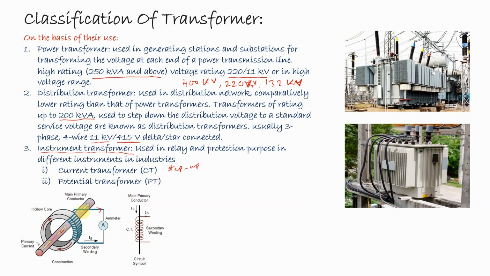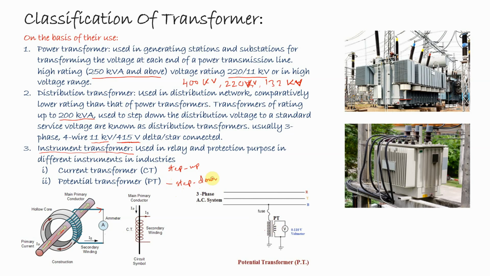As I have shown, the second type of the instrument transformer is called the potential transformer or PT. This type of transformer is used to measure the high voltage. So here it is the schematic. Let's say this is a high transmission line where the high voltage is transmitted. Here the potential transformer, where the primary number of turns is very high, but the secondary number of turns is very low. So it is basically a step down transformer.